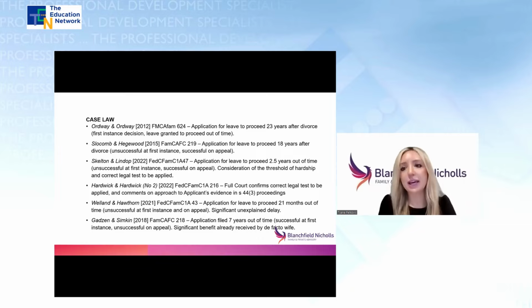As you can see from that case, really what the case turned on was that both the wife and the husband were inactive in taking steps to sever their financial relationship.